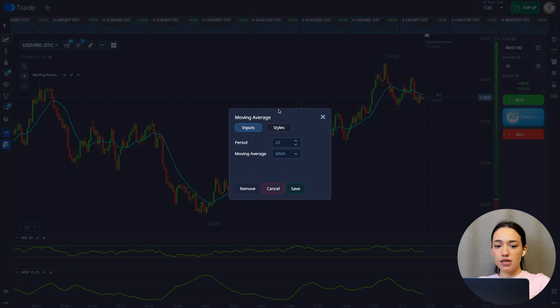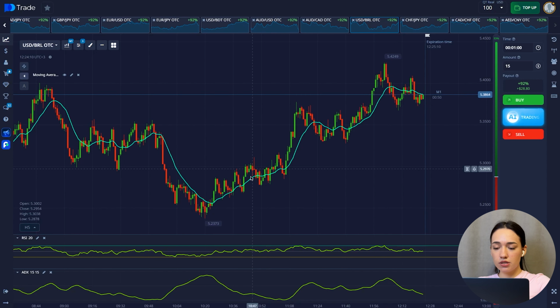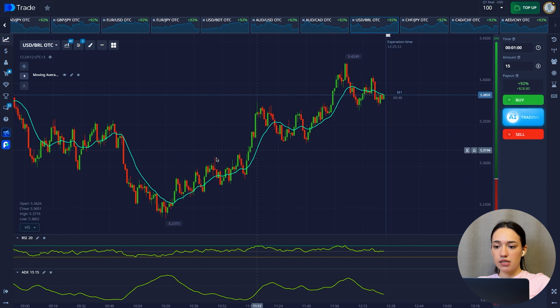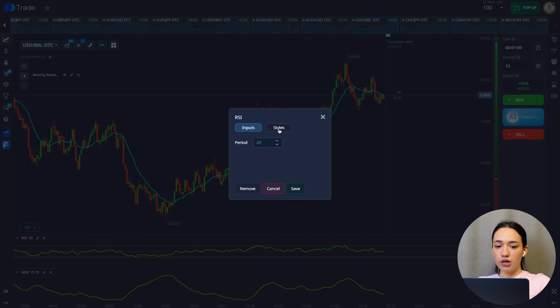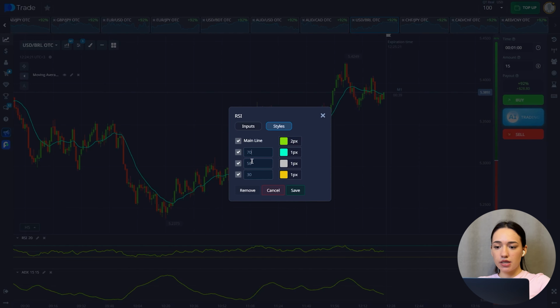The first one is a weighted moving average with a period of 20. So here is how it looks. Next is the RSI with the same period, 20, and the overbought and oversold areas remain at default levels, and we are not changing the midline either.